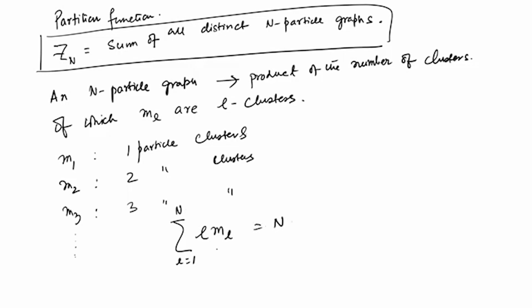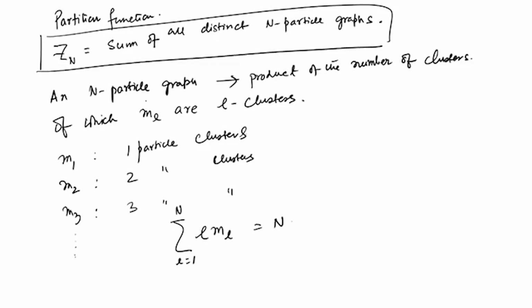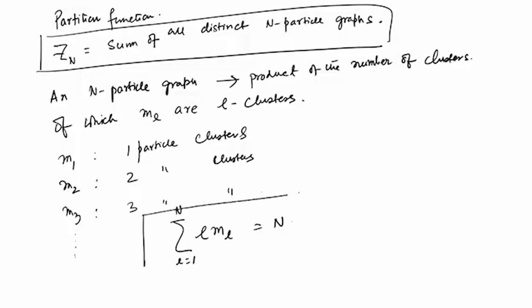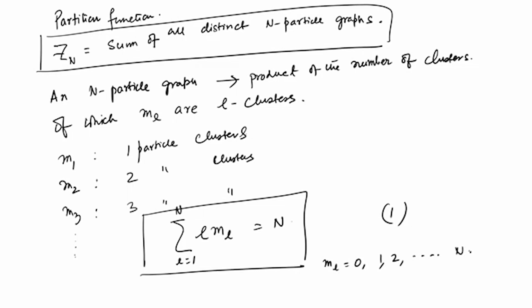Once again, this Zn, the partition function, is the sum of all distinct n-particle graphs. And what is the definition of n-particle graphs? An n-particle graph is defined as the product of the number of clusters, and there are ML clusters of size L, which means there are M1 one-particle clusters, M2 two-particle clusters, and so on, subject to this condition. Let us call this equation 1, where ML is equal to 0, 1, 2, and so on up to n. So, this condition has to be satisfied.